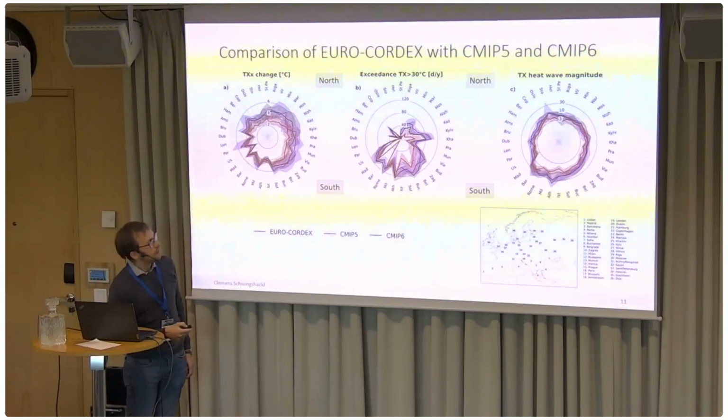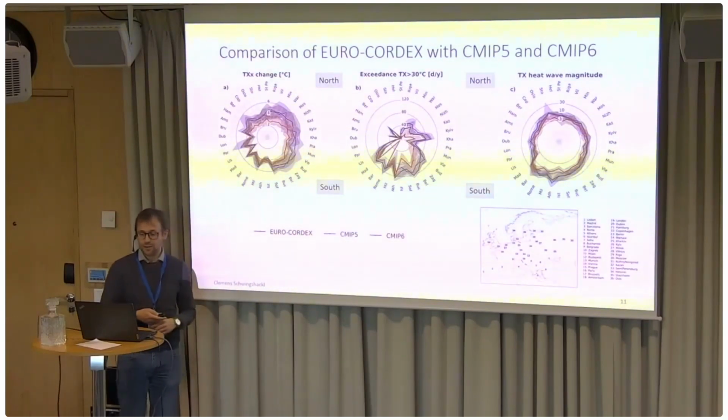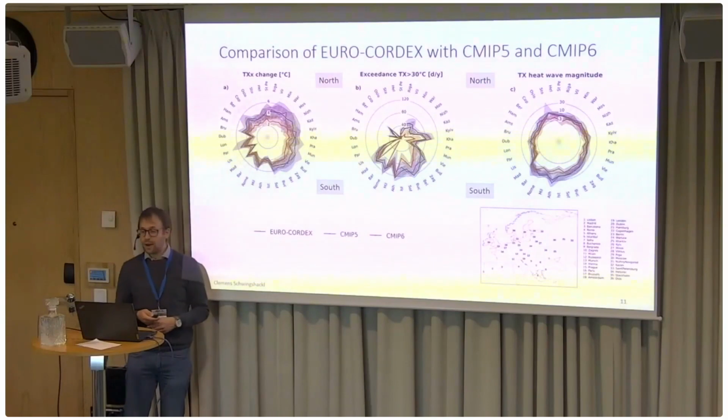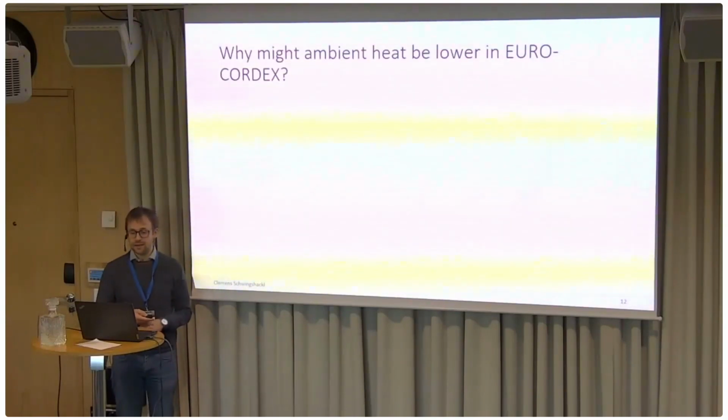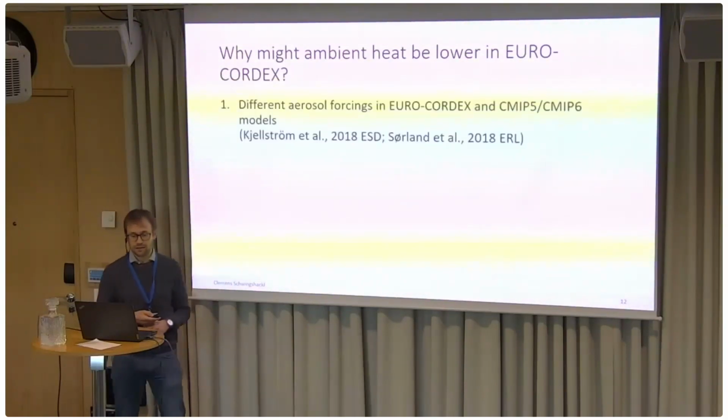It's just not visible as well, because here we use a logarithmic scale because it just increases so much. Now, why might this be the case? Why might ambient heat be lower in the Eurocortex simulations?